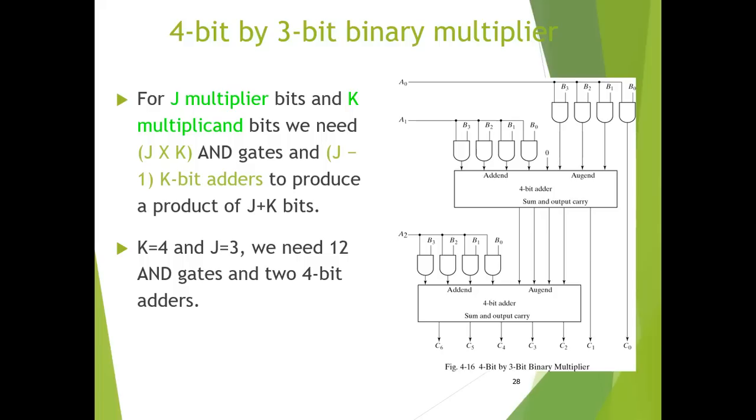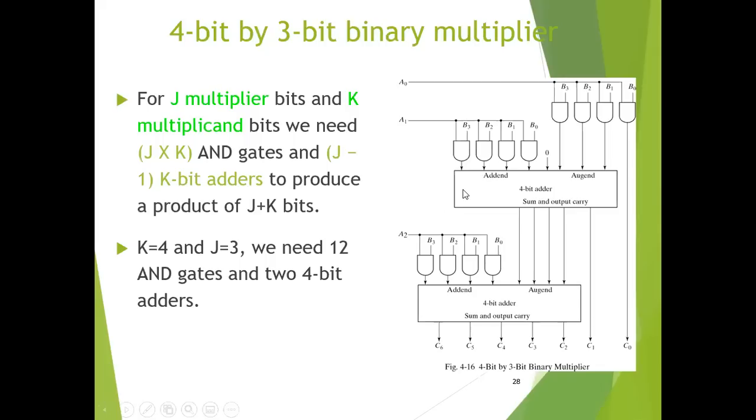As j is the multiplier and k is the multiplicand, we require j cross k AND gates to find the multiplication output, and j minus 1 k-bit adders. For example, if k is equal to 4 and j is equal to 3, meaning multiplier bits are 3 and multiplicand bits are 4, we will need 4 cross 3, 12 AND gates, and two 4-bit adders.